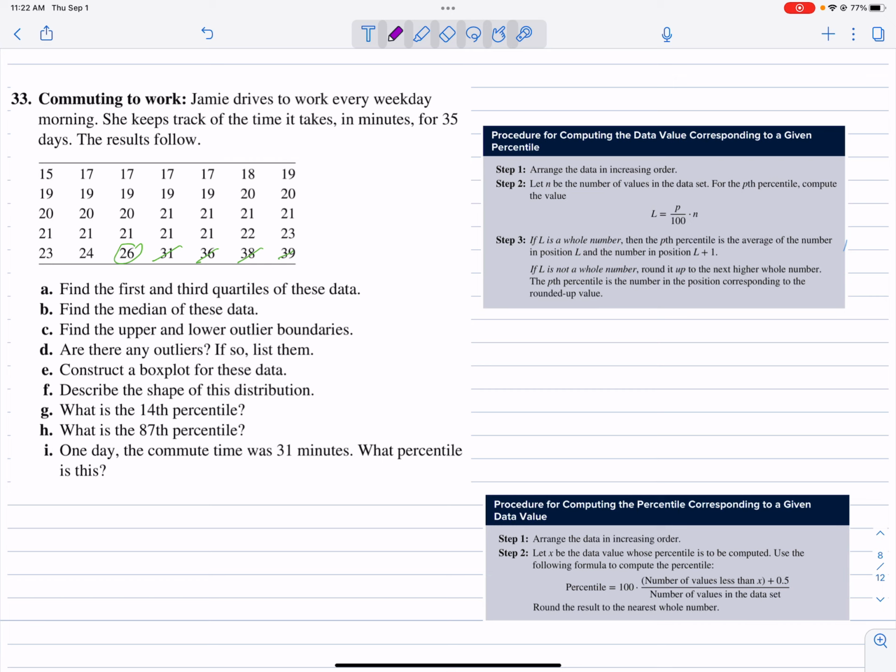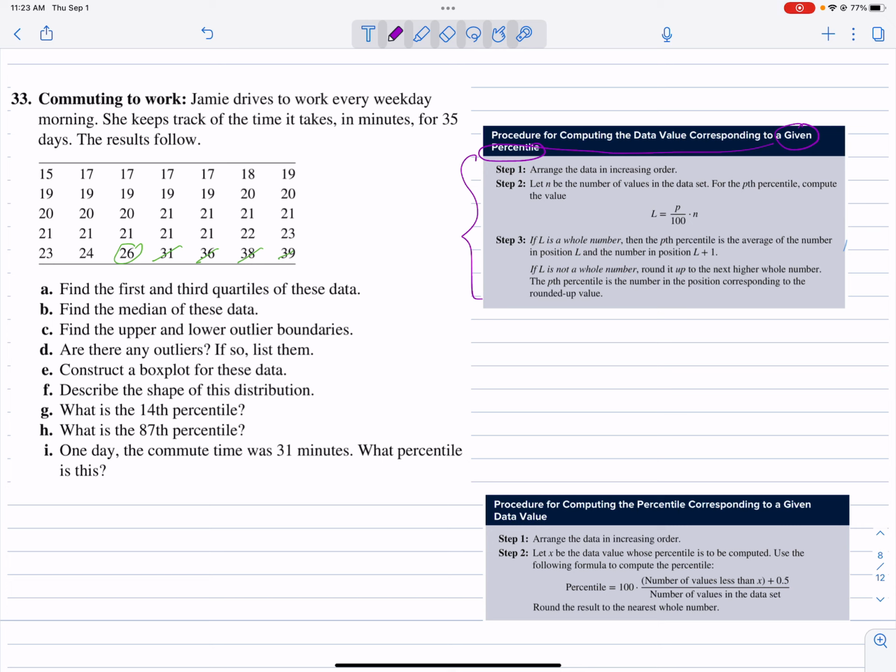Problem G, what is the 14th percentile? The 14th percentile is given as the percent, and they're asking us to find the data value. So given the percent, we need to find the data value, and we will use the formula in the first table. First of all, we need to arrange the data in increasing order, and we already did.